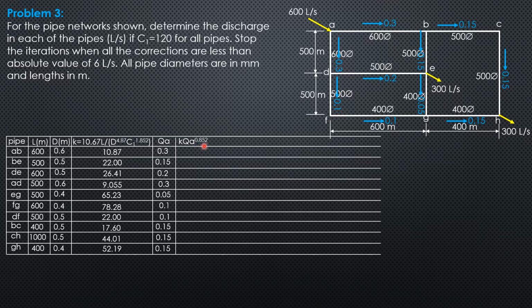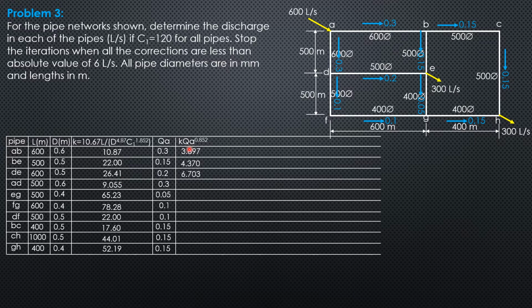0.852. It's no longer QA to the 1, but KQA to the 0.852. This is Hazen-Williams, remember? So 10.87 times 0.3 to the 0.852, so 3.897. 22 times 0.15 to the 0.852, 4.370. To 4 significant figures to be consistent.